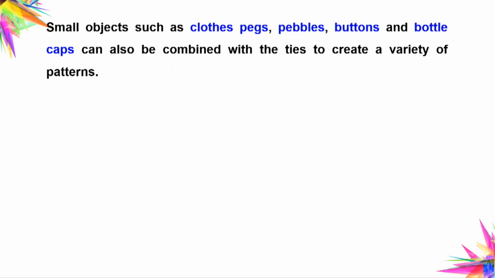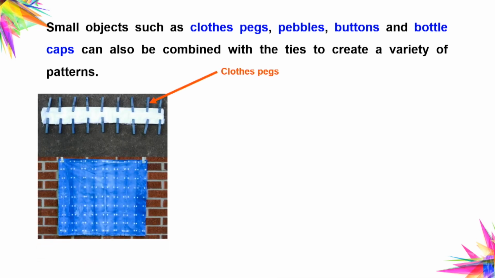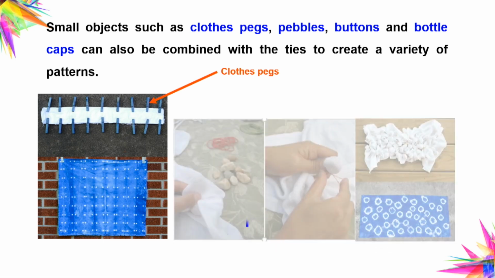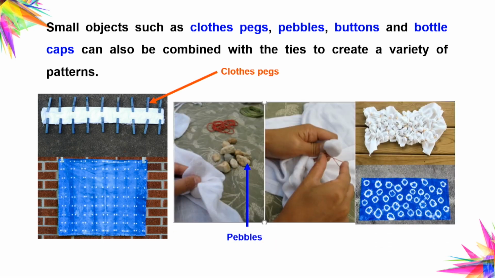Besides tying fabric with cord or elastic, small objects such as clothes pegs, pebbles, buttons and bottle caps can also be combined with the ties to create a variety of patterns.